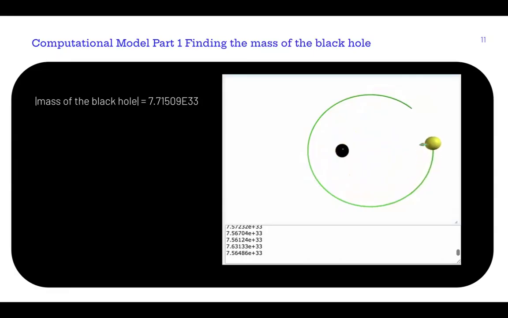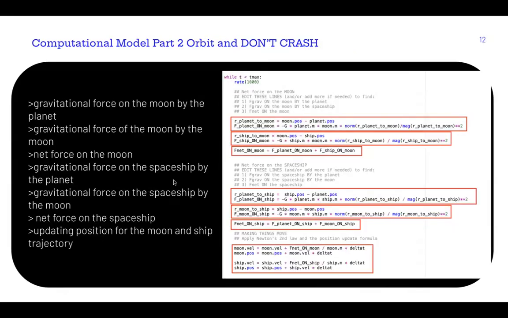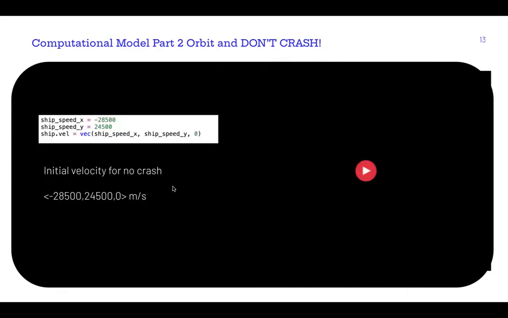And then for this, the system is the star and the black hole, which is the only interaction we're analyzing, and the surroundings are everything else. And for part two, we need to consider gravitational force on the moon by the planet, net force on the moon, gravitational force on the spaceship by the planet, gravitational force on the spaceship by the moon, the net force on the spaceship, and then lastly, the output is going to be updating the position for the moon and the ship trajectory, which is everything that is highlighted in red.